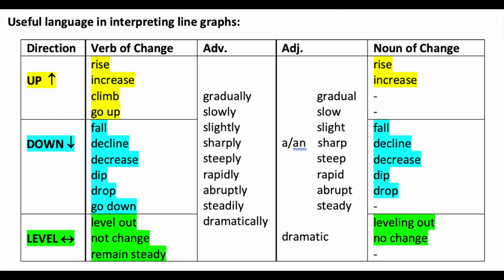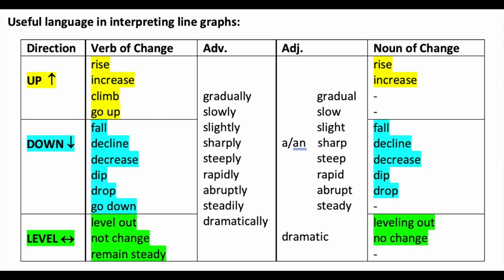Here are the lists of verbs, nouns, adjectives, and adverbs that can be used to describe line graphs. In order to describe the rate of change, it's possible to form sentences by using a verb. For instance, according to graph 1, John's weight rose between 1992 and 1993.